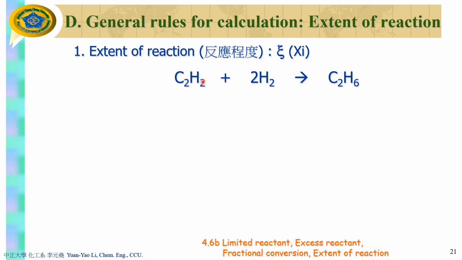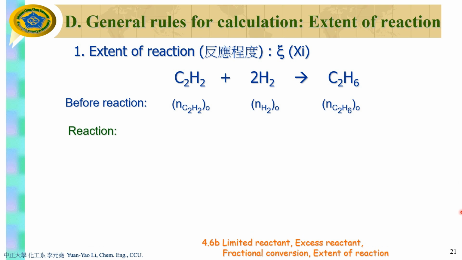So we use this chemical reaction as an example. Again, C2H2 plus 2 moles H2 becomes C2H6. Before the reaction, we use N, NC2H2, NH2, and then NC2H6 as an example. And then during the reaction, Xc is the extent of reaction, so you can have minus 0.5 Xc, minus 1 Xc, and 0.5 Xc.